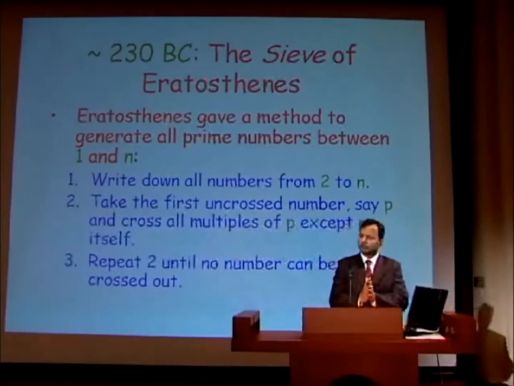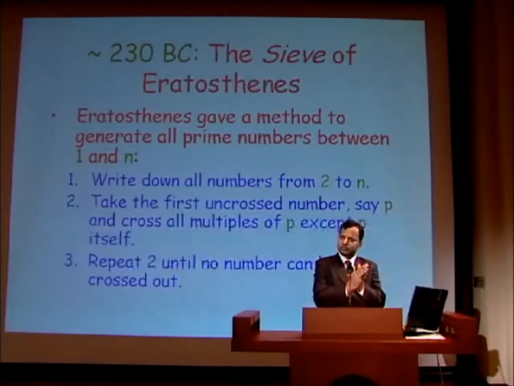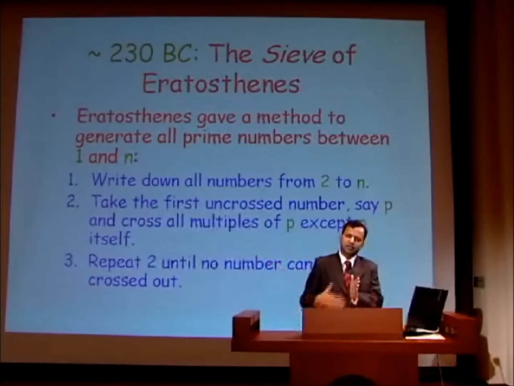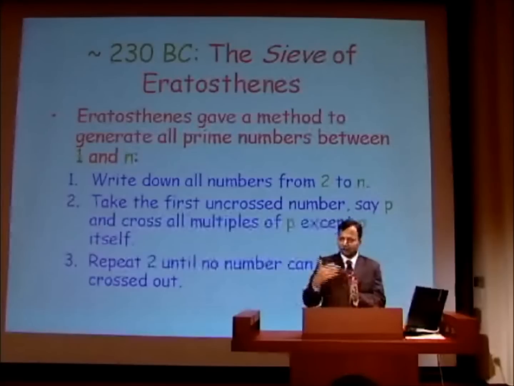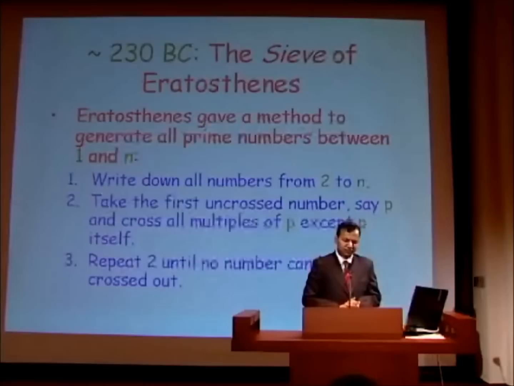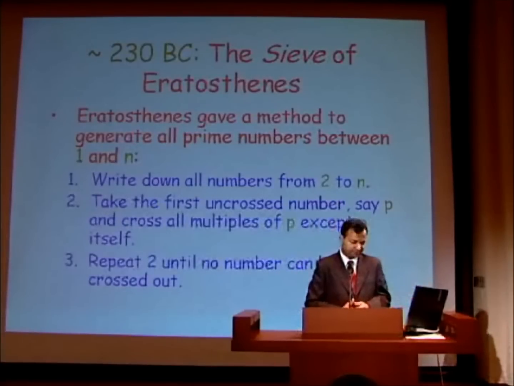Write down all numbers from 2 to n, and we'll start crossing them out. So we take the first uncrossed number, say p, and cross all multiples of p except p. And then take the first uncrossed number again, cross out all its multiples, and keep doing it until we cannot cross any other number. Whatever is uncrossed are all primes.